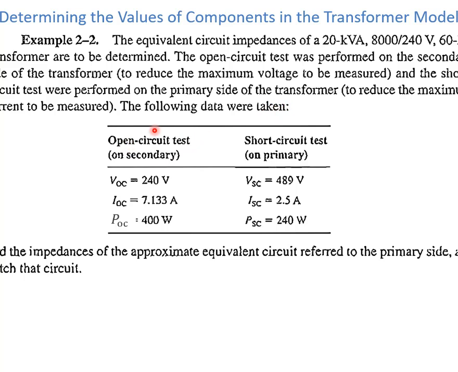So the open circuit test, on the secondary side we have open circuit voltage 240 volt, open circuit current 7.133 ampere, open circuit power was 400 watt. Similarly, we have the short circuit test. Short circuit voltage is 489 volt, primary side short circuit current is 2.5 ampere and short circuit power is 240 watt. Find the impedances of the approximate equivalent circuit, referred to the primary side. So we must be careful, refer to the primary side and sketch that circuit.